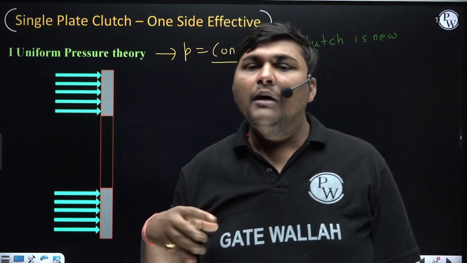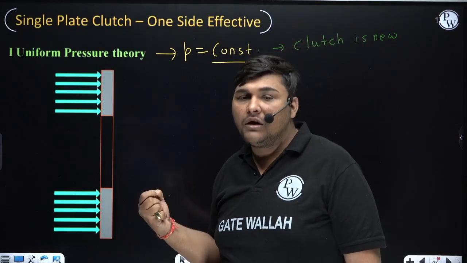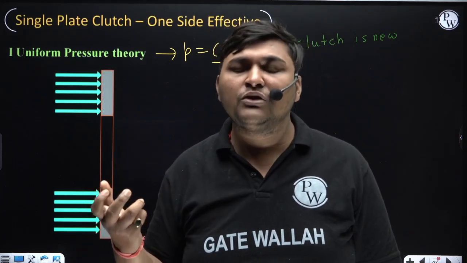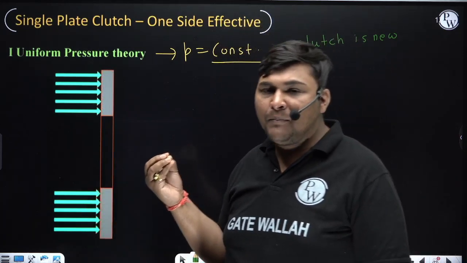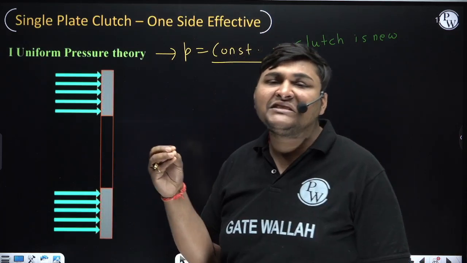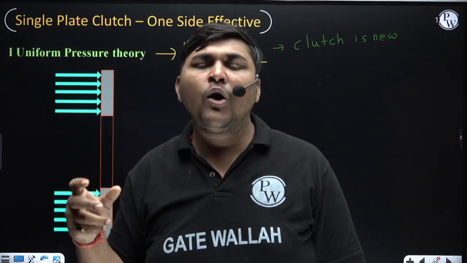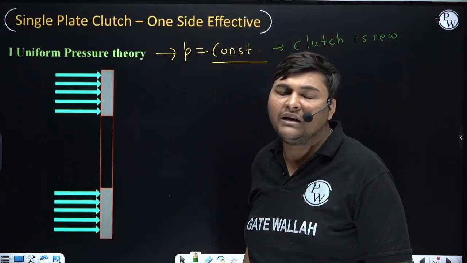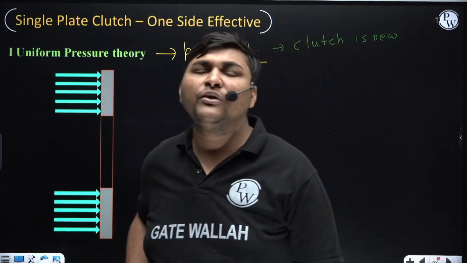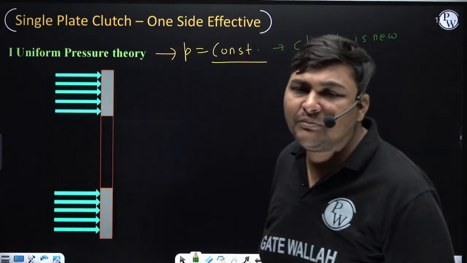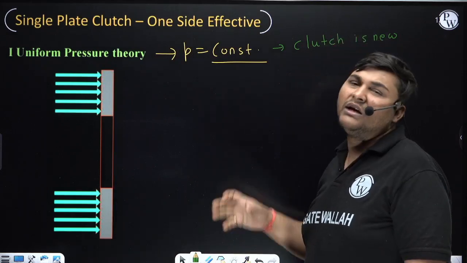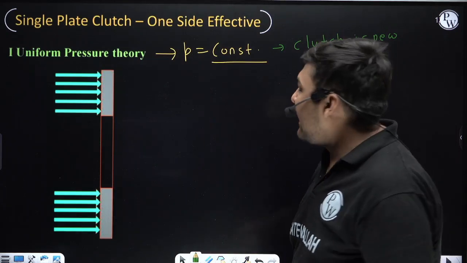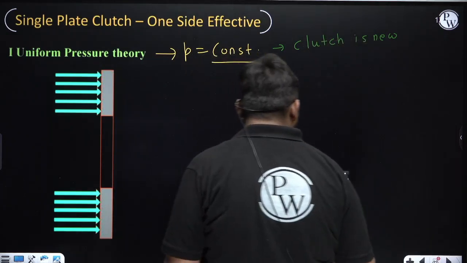But what will happen when the clutch gets old? Wear of the clutch will occur, and the contact between plate A and plate B will not be the same at every point, because wear of the surface has occurred. In that case, this theory will not give good results, because when the clutch is old, pressure will not be uniform over the friction lining. But if the examiner has mentioned to solve the question by uniform pressure theory, then we will solve it by uniform pressure theory. Uniform pressure theory means pressure is constant over the entire surface.